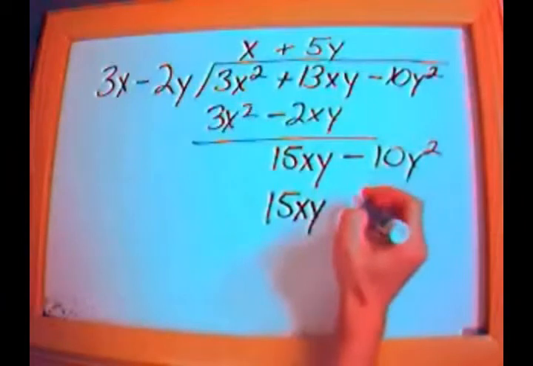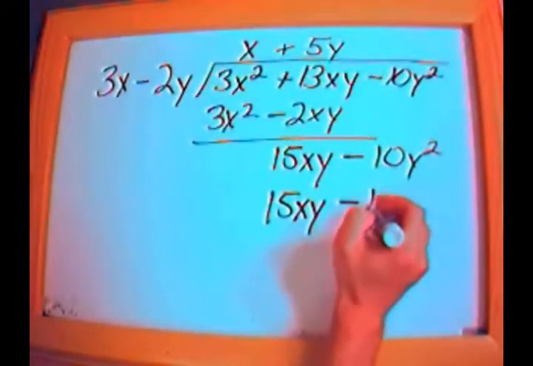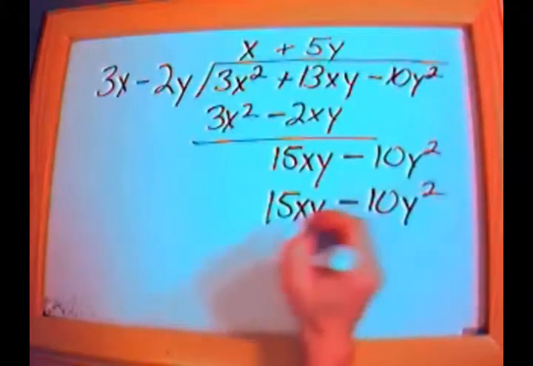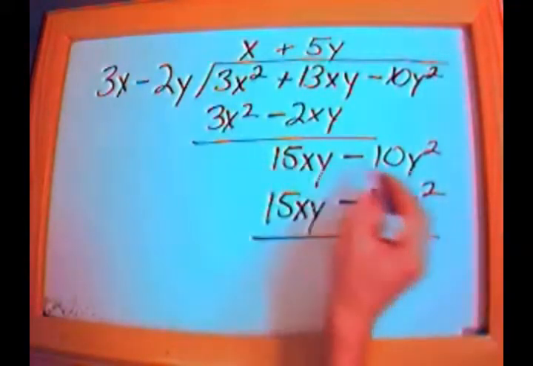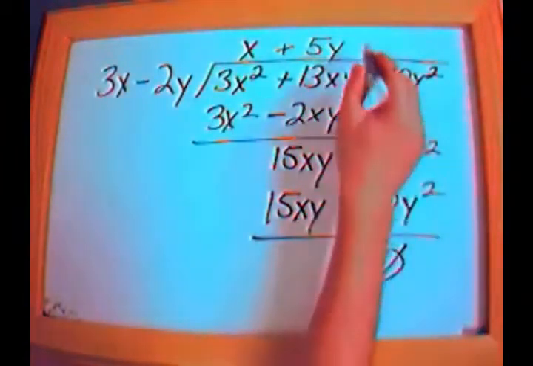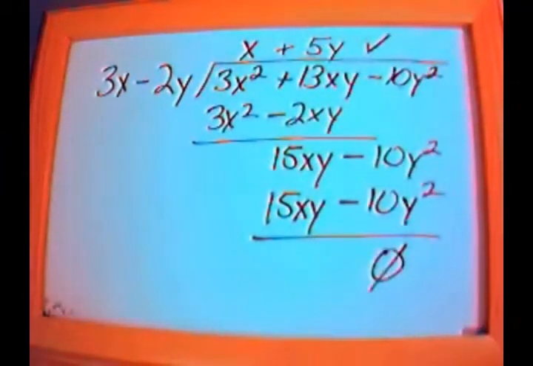And 5y times negative 2y is negative 2 times 5 is 10, y times y is y squared. Draw my line, and I've got the same thing on the top and the bottom. I'm subtracting them, so I get a 0 here. The answer is x plus 5y. And that is the answer.